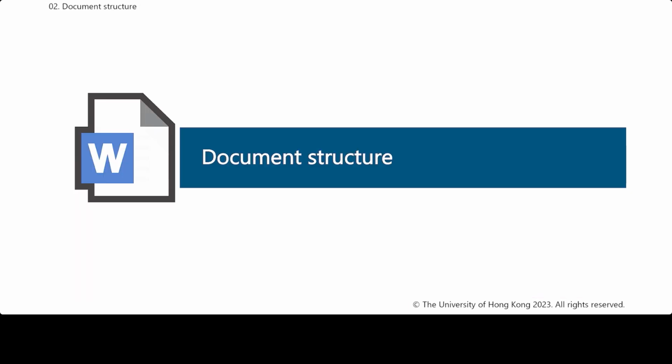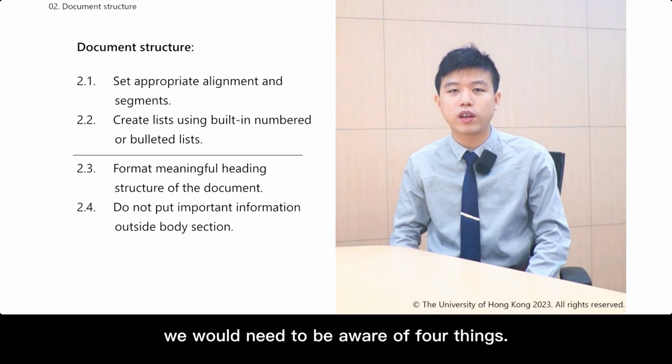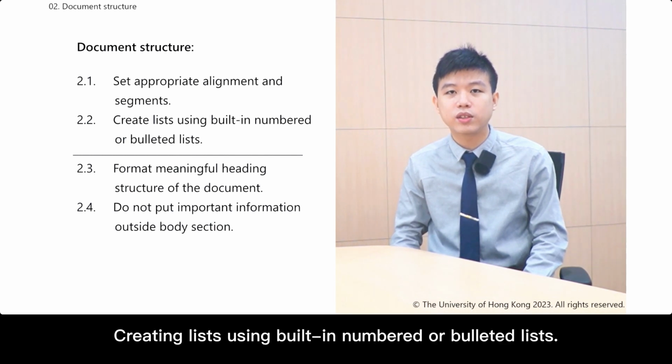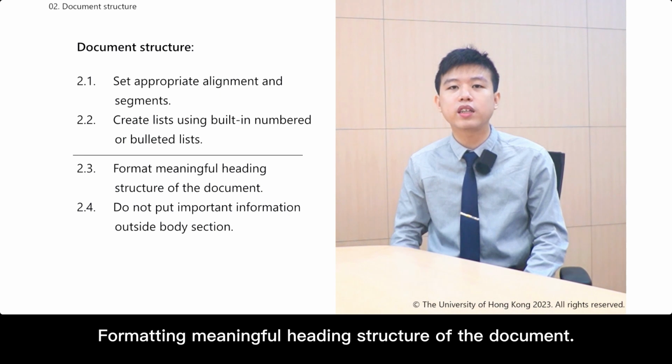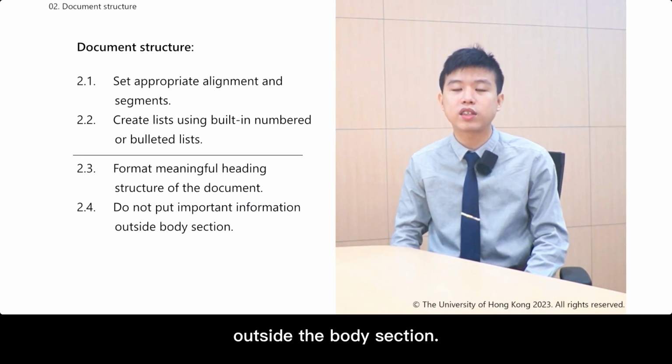Document structure. Regarding how to structure the document, we need to be aware of 4 things: setting appropriate alignment and segments, creating lists using built-in numbered or bulleted lists, formatting a meaningful heading structure of the document, and not putting important information outside the body section.